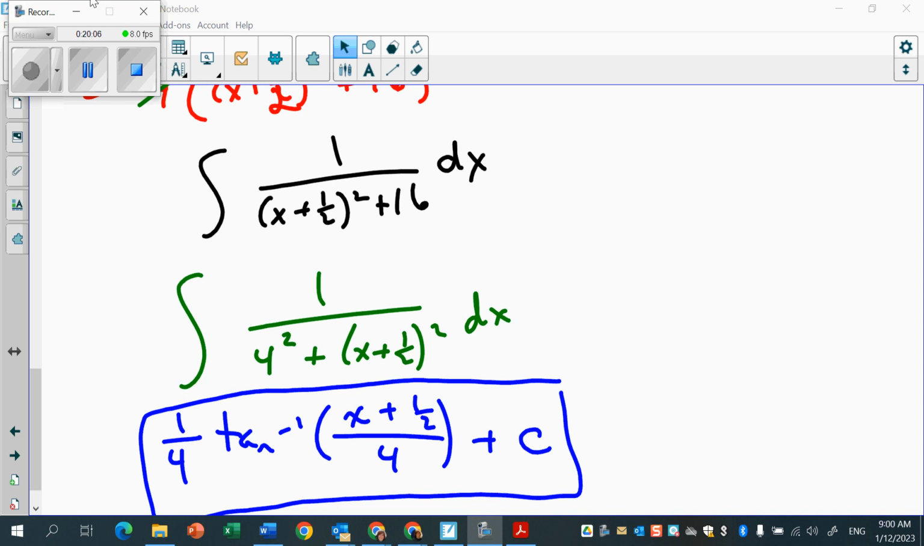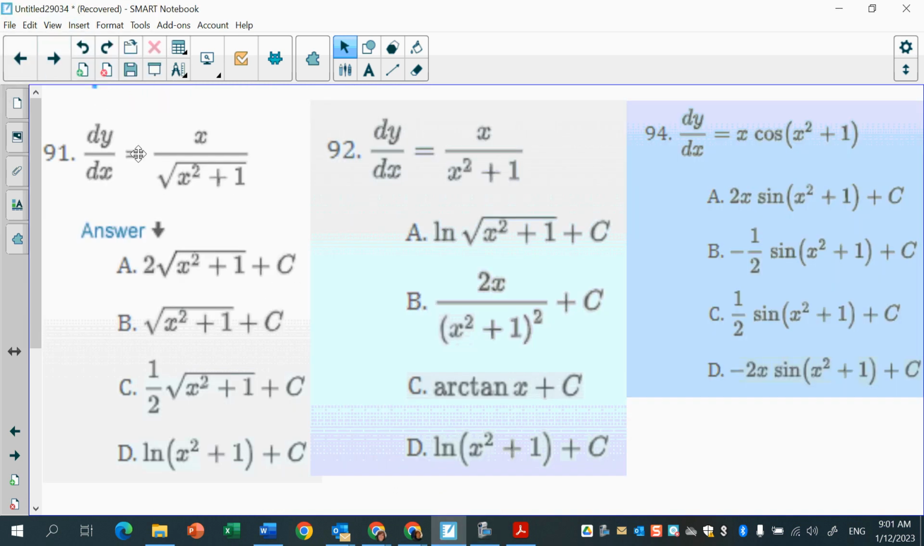So here comes the next one. I have 3 of them here that I want you to try, and I have 3 answer choices for you as well. The first one says dy dx equals x over the square root of x squared plus 1. The second one says x over x squared plus 1. The third one says x cosine of x squared plus 1. I'd love for you to hit pause and try all 3 of these, and then come back and hit OK, so you can see me work out all of them or check your answers.